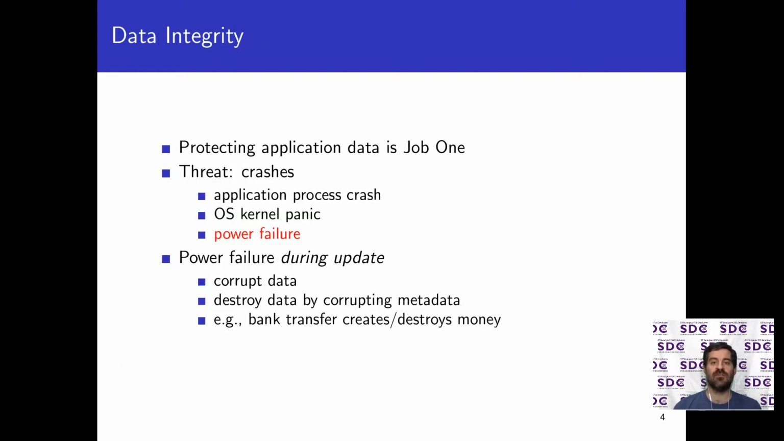Protecting the integrity of application data is the highest duty of computing systems. Sudden failures of every kind are the main threat to application data integrity. Crashes due to bugs in applications and operating systems are major worries, but the worst threat is power failure. Think about what might happen if power fails while persistent application data is being updated. The data could be corrupted directly, or it could be effectively destroyed if its metadata are corrupted.